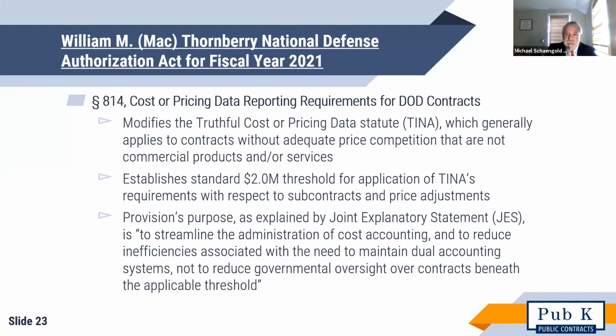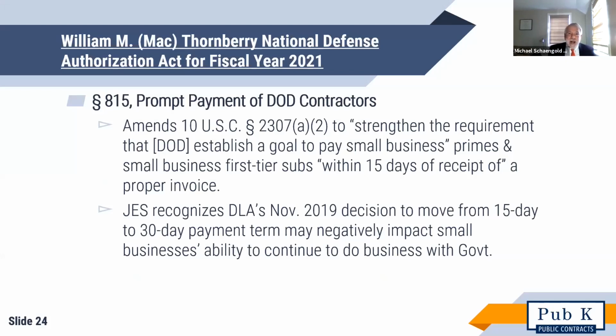Slide 24, please. Section 815 amends Title 10 to strengthen the requirement that DoD establish a goal to pay small business contractors and small business first-tier subs within 15 days of receipt of a proper invoice. Now, this will all depend with respect to its effectiveness as to how it is implemented in the DFARS. So we will have to wait to see. And we may have to wait 2 to 4 years, but hopefully not. Slide 25, please.